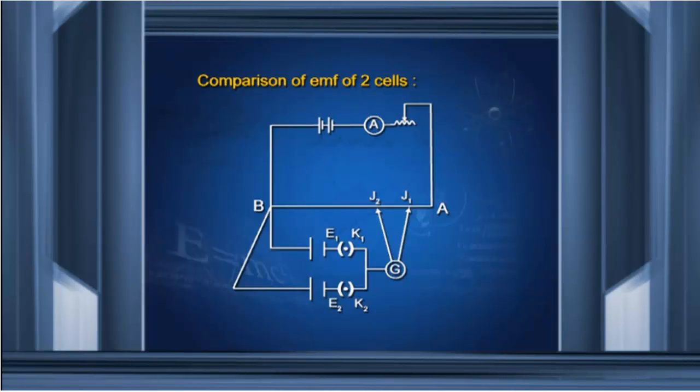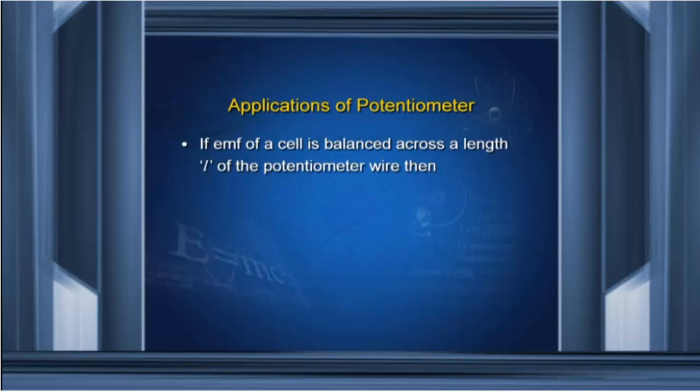Here is a diagram for the situation. If the e.m.f. of the cell is balanced across the length L of the potentiometer, then E will be equal to K into L. Here K is the potential gradient of the wire.